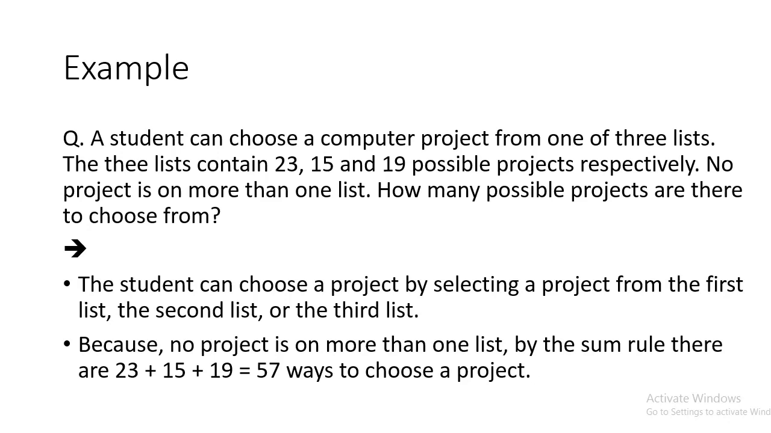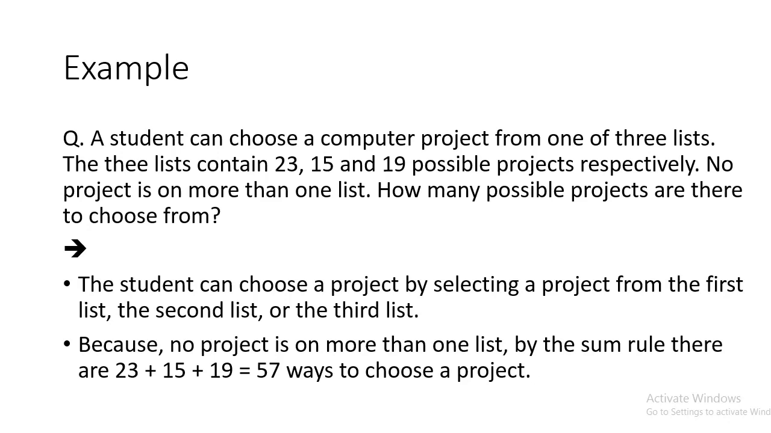And the condition is what? No project is on more than one list. This means these three lists are different. No two lists contain the same project. Okay. All these three lists have different projects. The question is, how many possible projects are there to choose from?